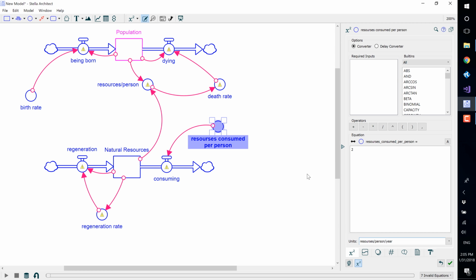Select the resources per person converter. Because there are connectors from two variables within that converter, they appear in the required inputs list, meaning we have to use these inputs in the equation. Define the equation for resources per person as natural resources divided by population, and give it units resources per person.